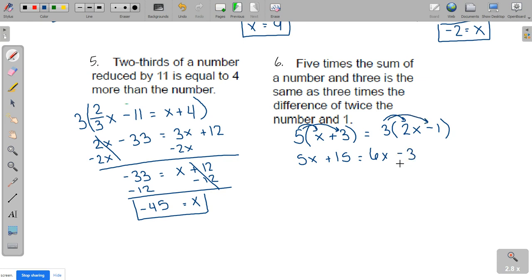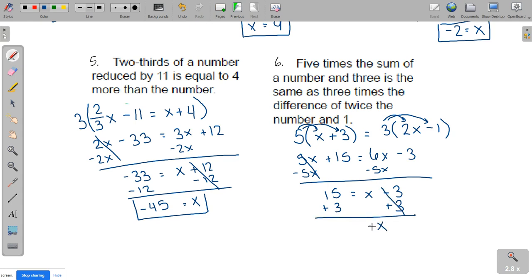minus 3. Let's combine our like terms. So I'm going to subtract 5x from both sides. Get 15 equaling x minus 3. We're going to add our constant over. Cancels. We get x to equal 18.